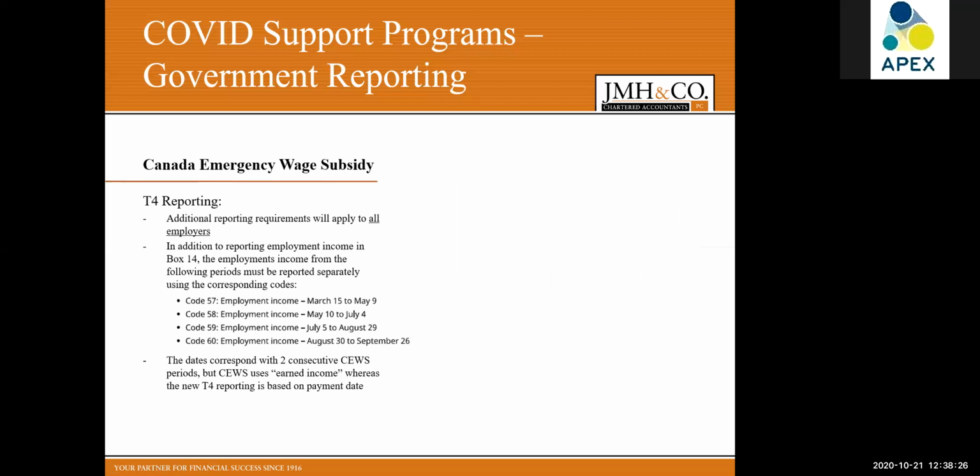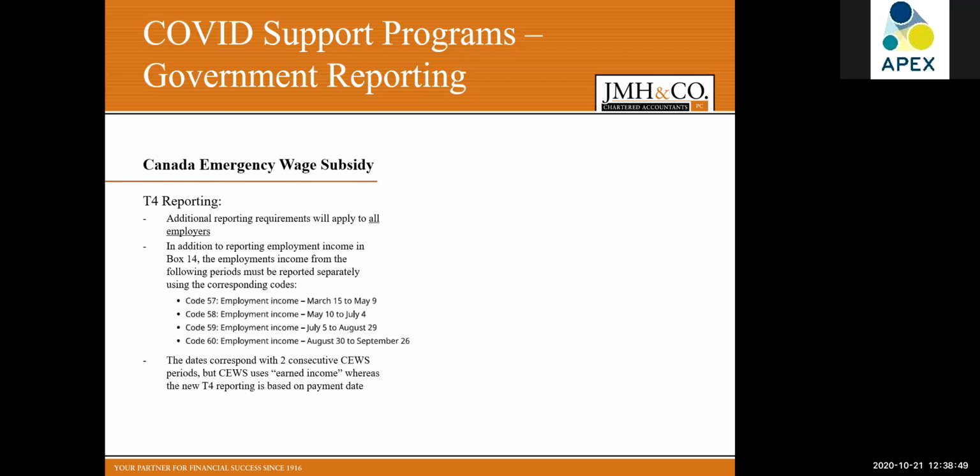So if you're paying semi-monthly and the cutoff period is May 15th and the pay check goes out, I don't know, standard that I've seen is a 10-day lag, so they get paid on the 25th of the month, then at that point, it falls into code 58, which is period 2. It's when it's paid out. So that's for the T4 reporting purposes.